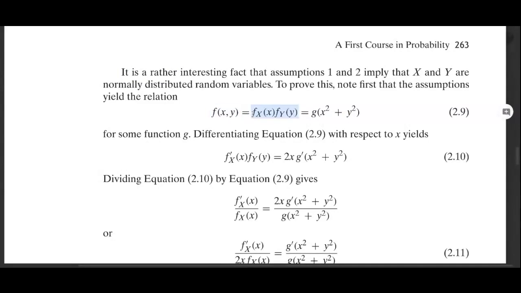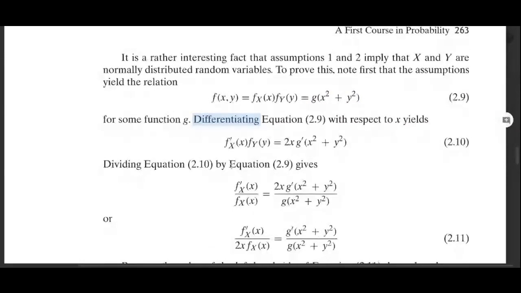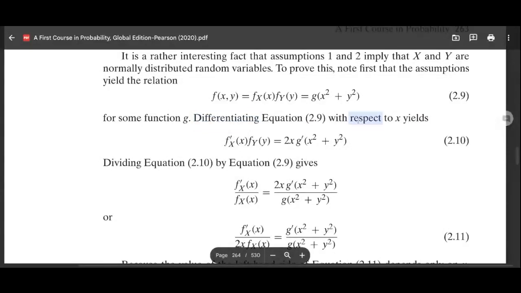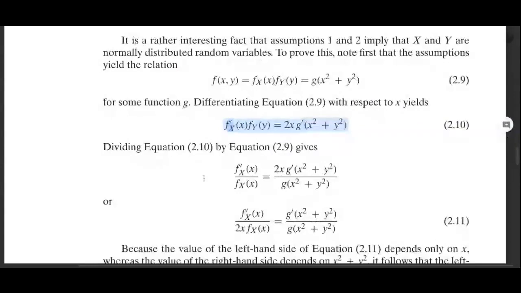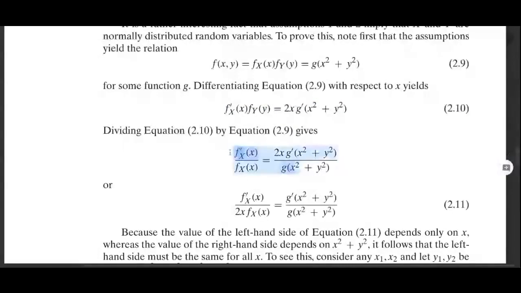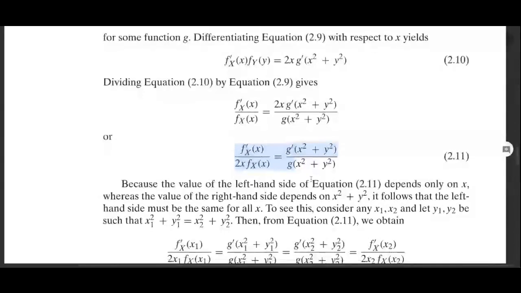we have the density function equals, because of independence, some function that takes x squared plus y squared as input. So differentiating this with respect to x, we have this. Dividing those two, we get this. Then we divide by 2x on both sides, so we get this.